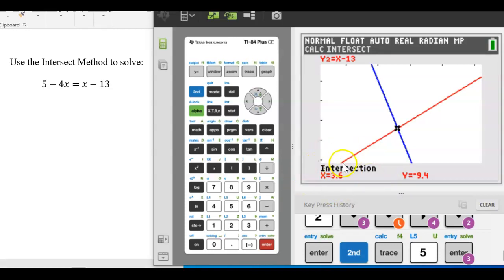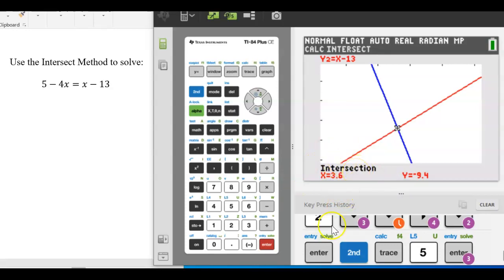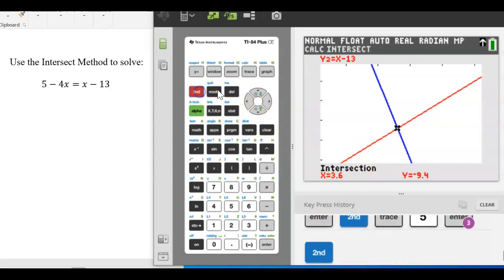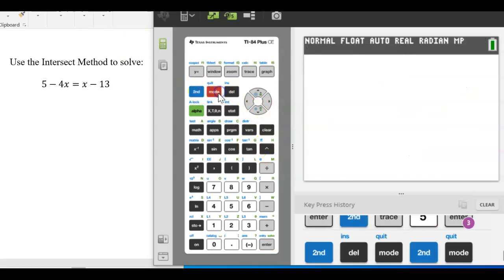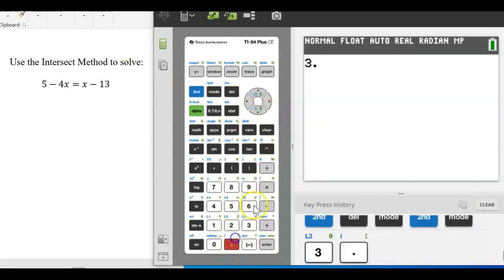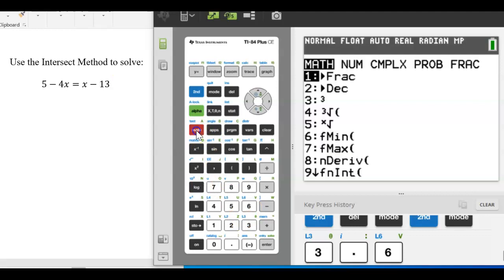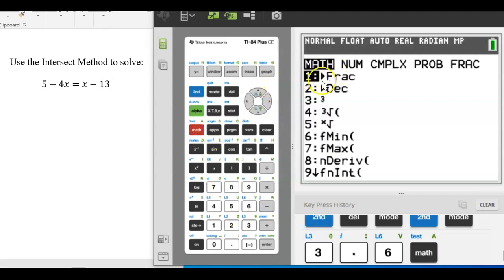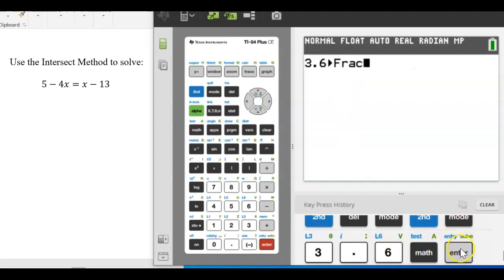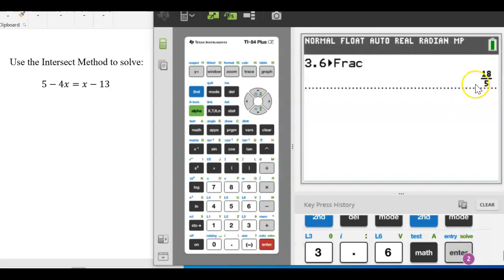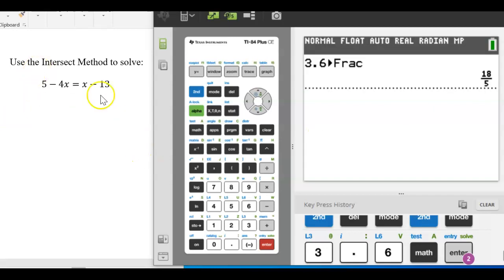Now, you will probably have to enter your answers today as fractions. So let's go to second mode to quit. We're going to change 3.6 from a decimal to a fraction, because you're probably going to have to enter your answers as fractions. So we're going to go math, and number 1 says convert to fraction. So let's see if it'll work. We're going to convert to fraction, hit enter. 18/5. So x equals 18/5. That would be your answer, which would have matched probably your math had you solved this equation for x.